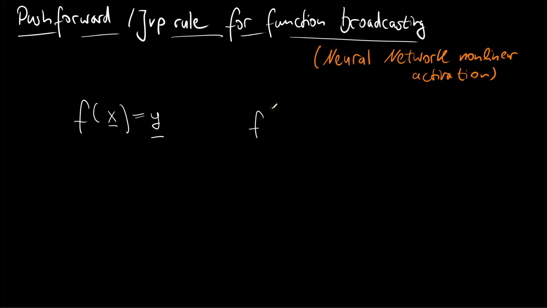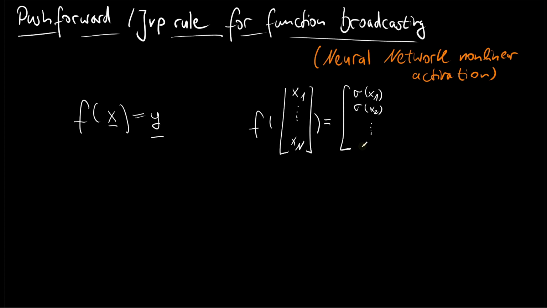So it takes the vector x, let it be composed of the entries x1 all the way to xn, and then applies a function sigma to all the elements individually. So sigma on x1, sigma on x2, all the way to sigma on xn. And this will be our resulting vector. These will be the entries of the vector y. So this is y1, y2, all the way to yn.